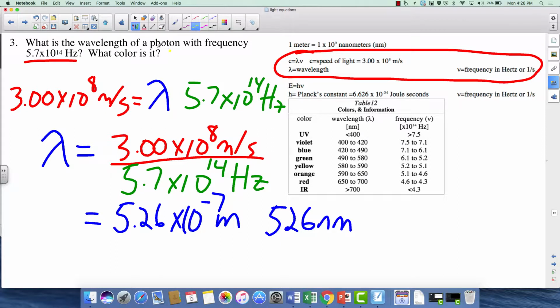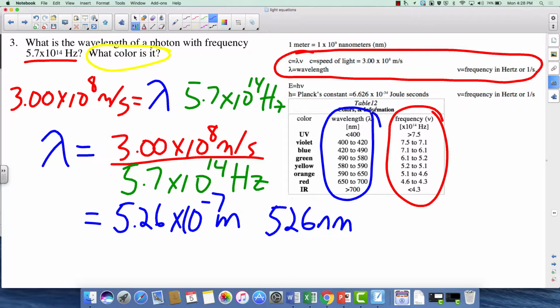The problem also asks, what color is it? To find that, I'm going to take either my frequency and look it up on this chart, or I'm going to take my wavelength and look it up on this chart. It doesn't matter which one you use, but for the wavelength, 526 is going to land somewhere in this range right here, which means my final color of light is green.